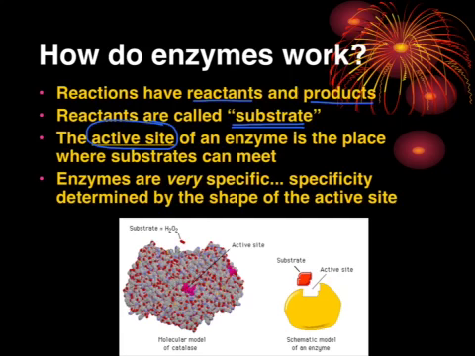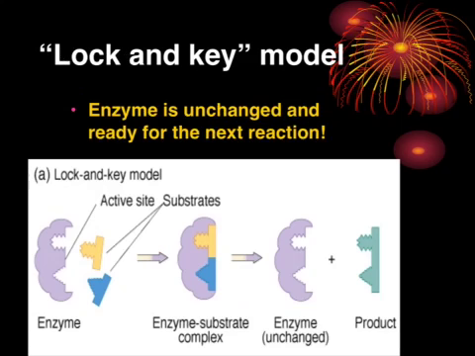Okay, so that substrate can fit into the active site just like a key fits into a lock. Now, each enzyme has a very specific shape, okay? And the active site is very, very specific, and it has to do with bonding and all sorts of stuff. And so that means each enzyme works for only one specific type of reaction, and it depends on the active site which substrate will fit into there.